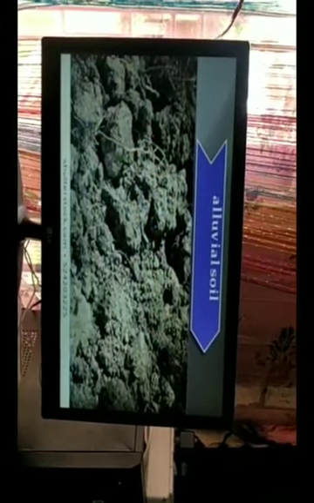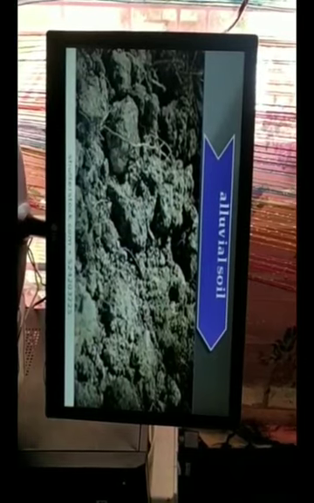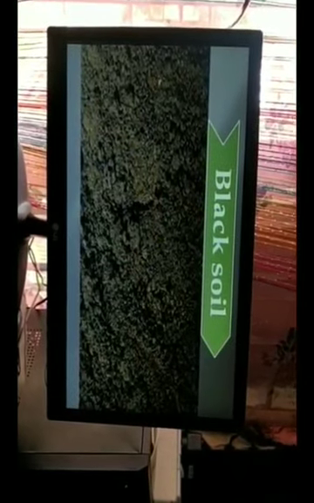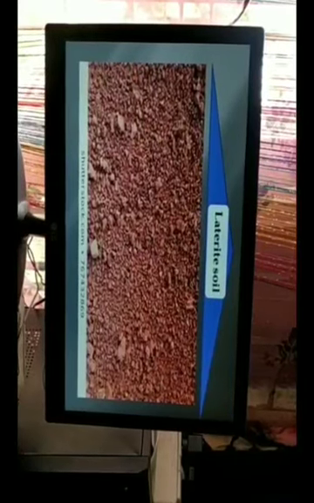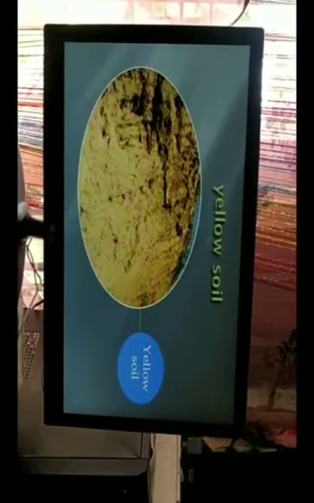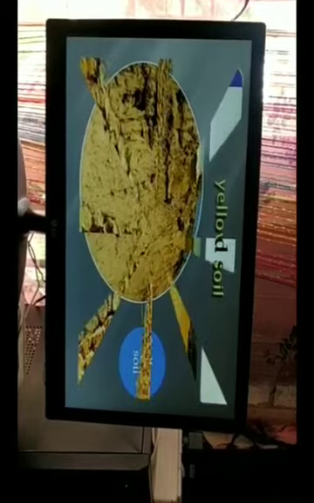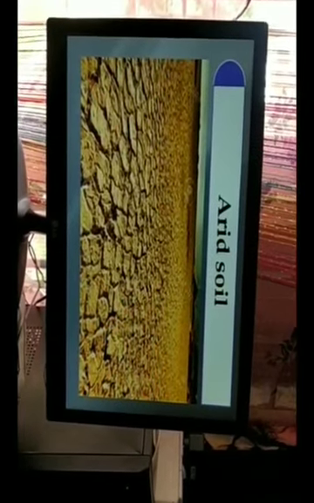Soil is of different types, like we have alluvial soil, like black soil. We also have laterite soil. Besides that, we also have yellow soil. We also have arid soil and many more. Today in this experiment, I will show you the ingredients or the components of loamy soil.